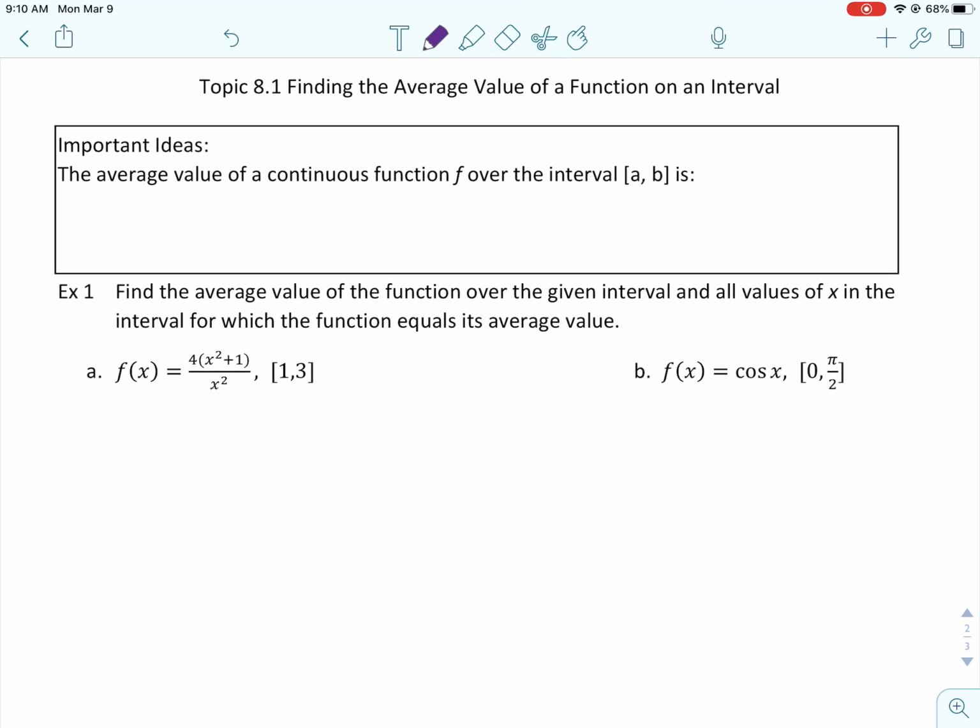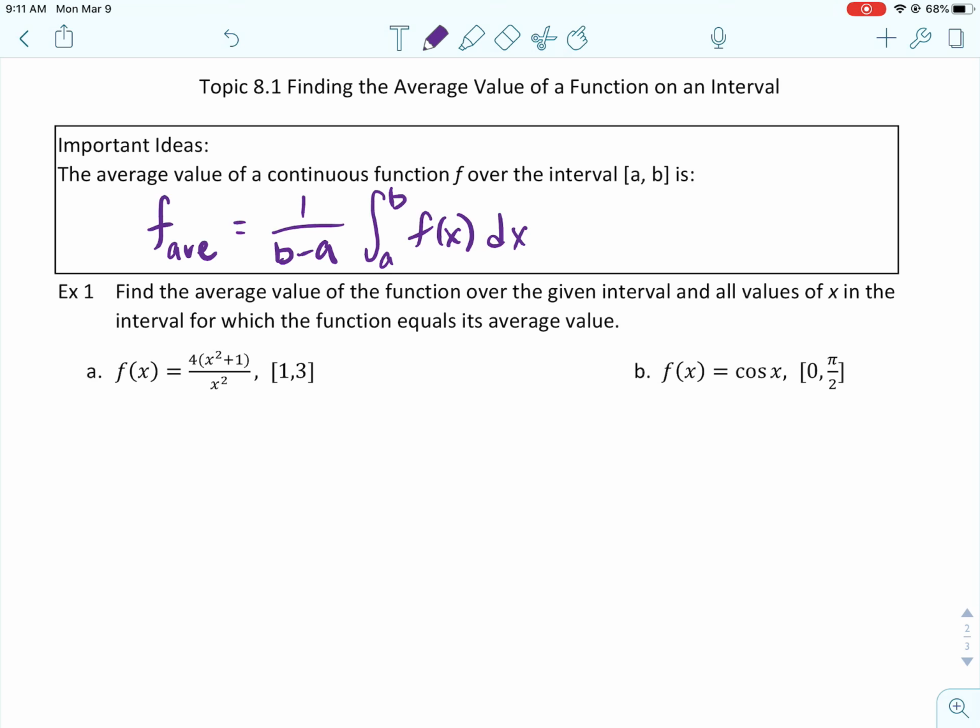So we want to find the average value of a continuous function f over the interval from a to b. We're going to call it f average, and AVE is a subscript. So f average is going to be equal to 1 over b minus a, that comes from your interval, times the integral from a to b of f of x dx. Okay, that is our formula that we're going to use.